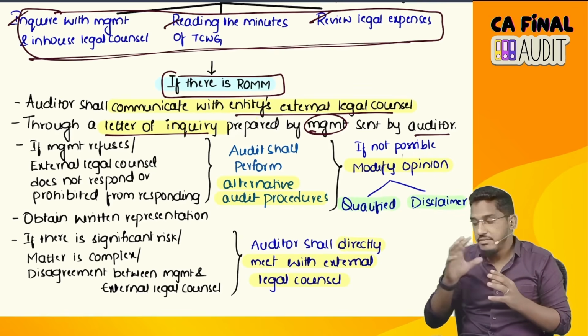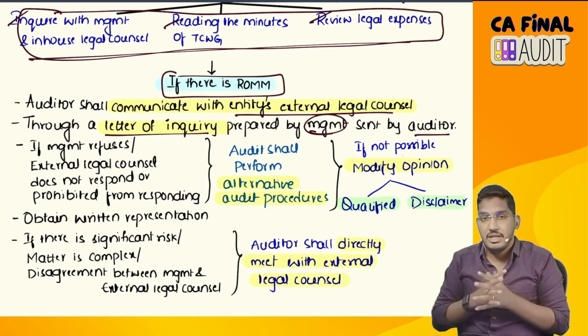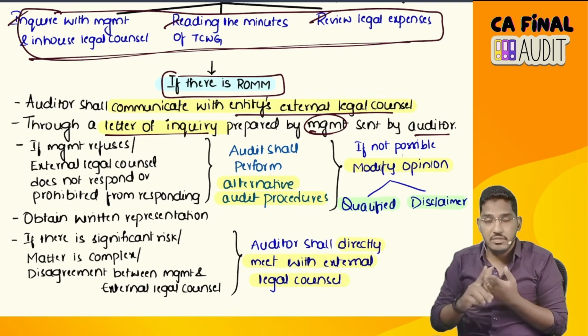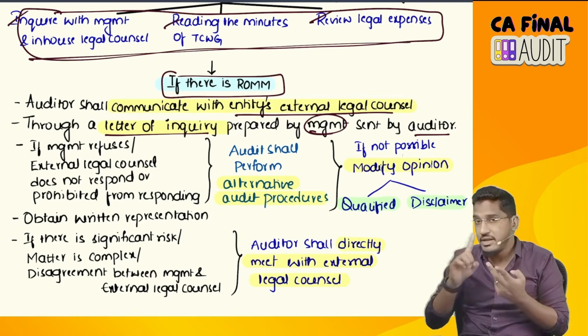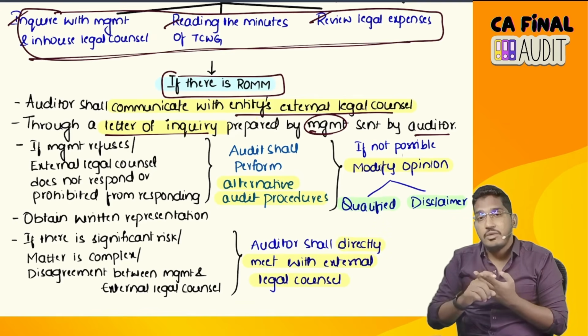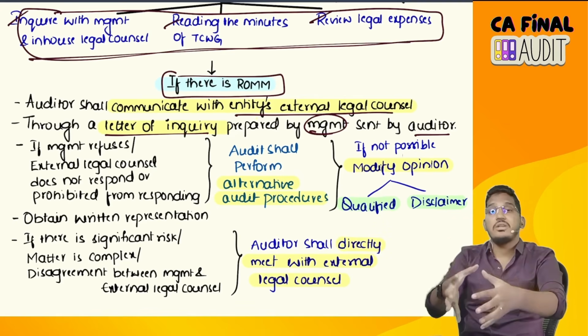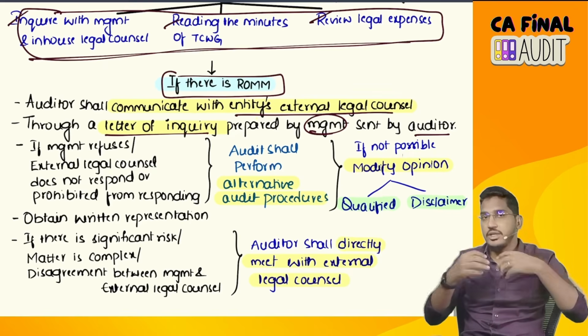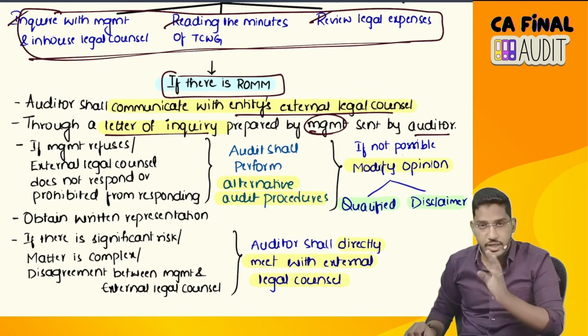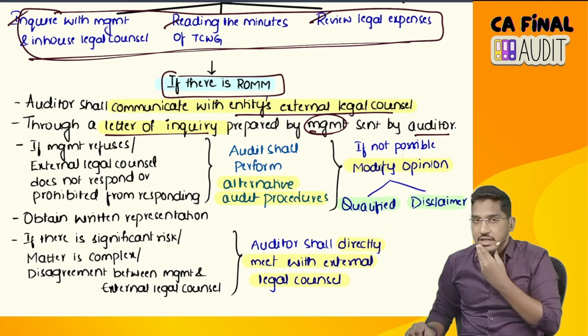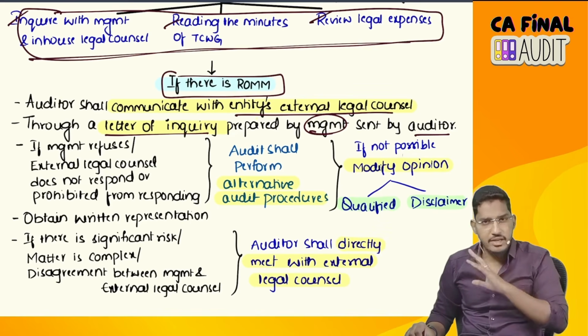So the auditor has to communicate with the entity's external legal counsel through what? Letter of inquiry. Who should prepare that letter of inquiry? Management. Who should send it? The auditor should send it. And in that letter of inquiry, you should ask the external legal counsel to respond back directly to the auditor, not to the management. Okay, so if you have sent the letter of inquiry, if the external legal counsel has responded, well and good.